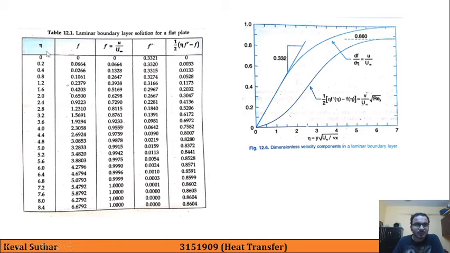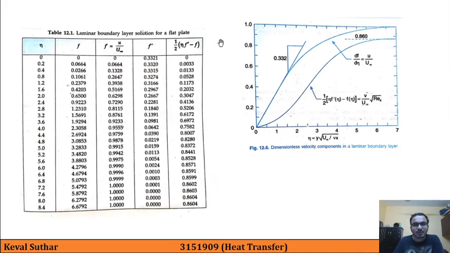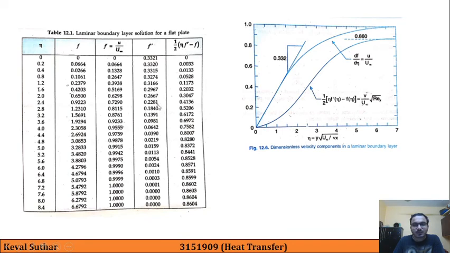So this is the value of eta, f, which is u upon u infinity, f prime, that is f prime is u upon u infinity, then the value of f double prime, and half of eta into f prime minus f. So these are all tabular values, and the same is represented with the help of this chart. Here on the x-axis we are having the value of stretching factor eta, and on the y-axis we are having two values. First is df upon d eta, and second is this half of eta into f prime minus f, which is also mu upon u infinity into square root of Reynolds number in x direction.